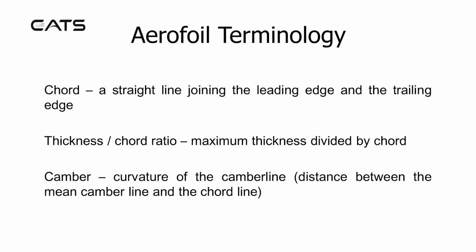Aerofoil Terminology. The chord is a straight line joining the leading edge and the trailing edge. Thickness to chord ratio is the maximum thickness divided by chord. Camber is curvature of the camber line, the distance between the mean camber line and the chord line.